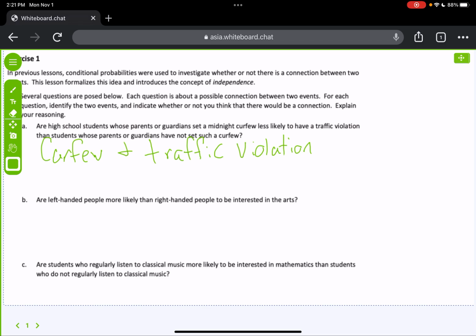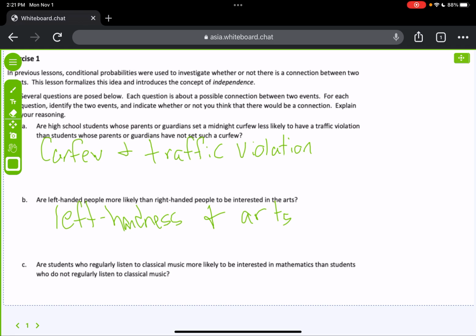Okay? B, are left-handed people more likely than right-handed people to be interested in the arts? So the events are left-handedness and interest in arts. We're going to call it interest in arts. And those are your two events. Give me your reasoning for those.